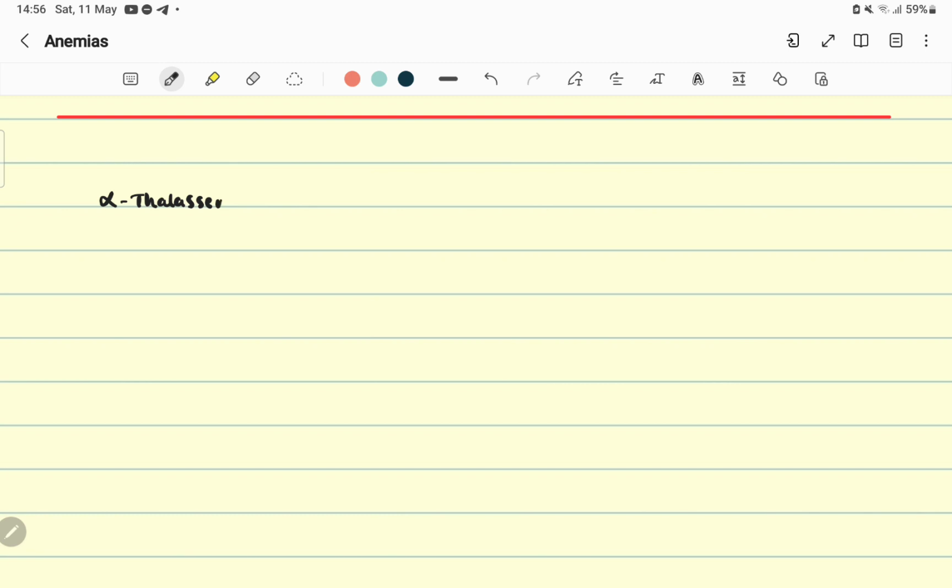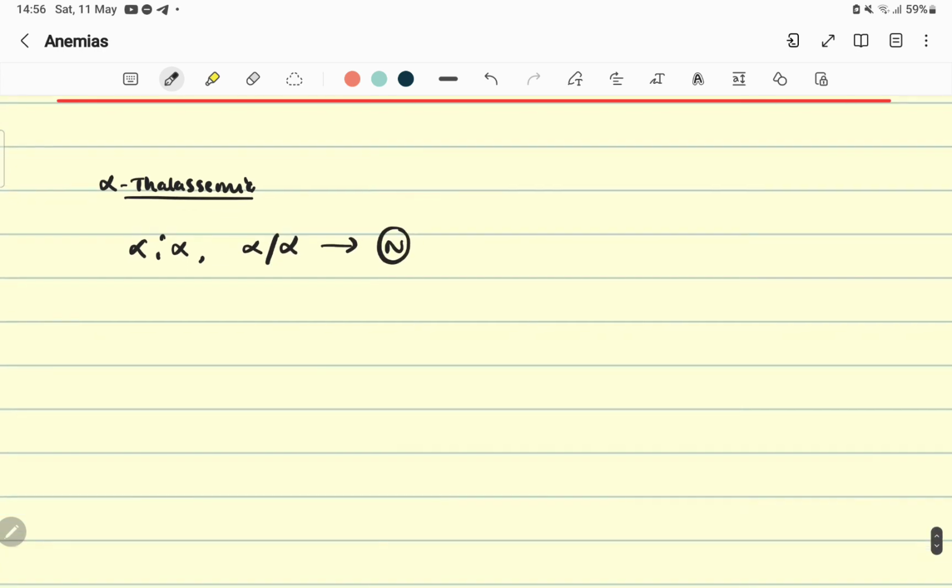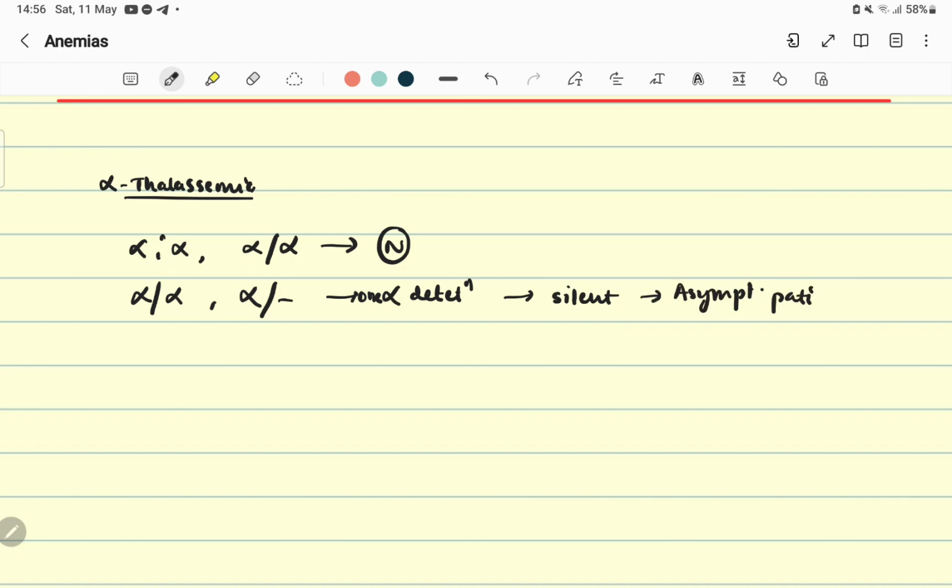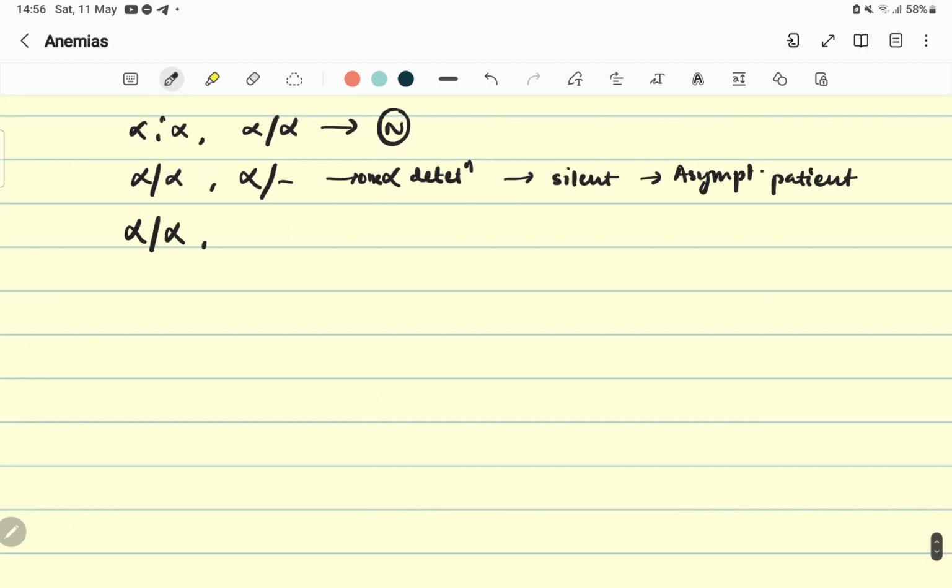Alpha thalassemia. So in alpha thalassemia we have 4 alleles, right? So alpha alpha, alpha alpha, these are the normal individual, not the patient. Or one allele is mutated, one alpha is deleted. So it is a silent mutation, and an asymptomatic patient. So we can have this type of thing also. There is no effect.